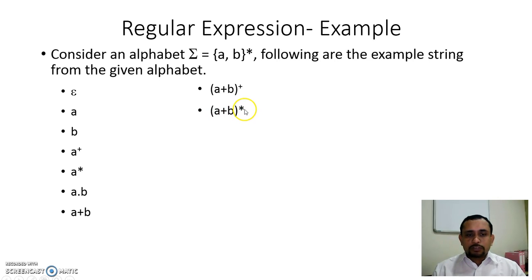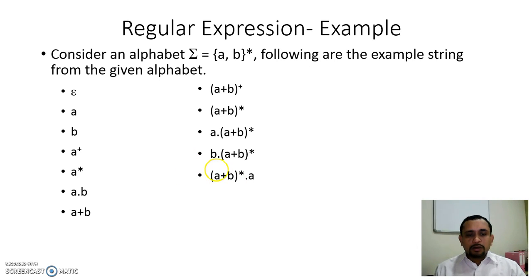(a plus b) whole star, which means either a or b or both will be repeated for zero or more number of times. a followed by (a or b) star, which means a followed by zero or more number of times repetition of either a or b or both. In other words, this can be expressed as any strings over a given alphabet starting with a. Here we are talking about any string over the alphabet a, b starting with b.